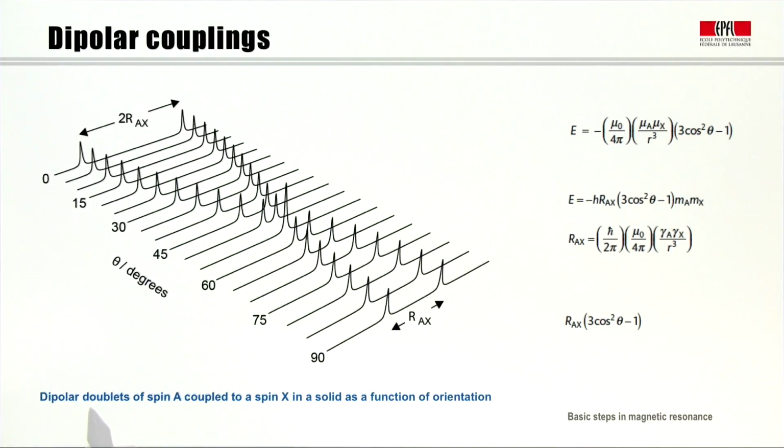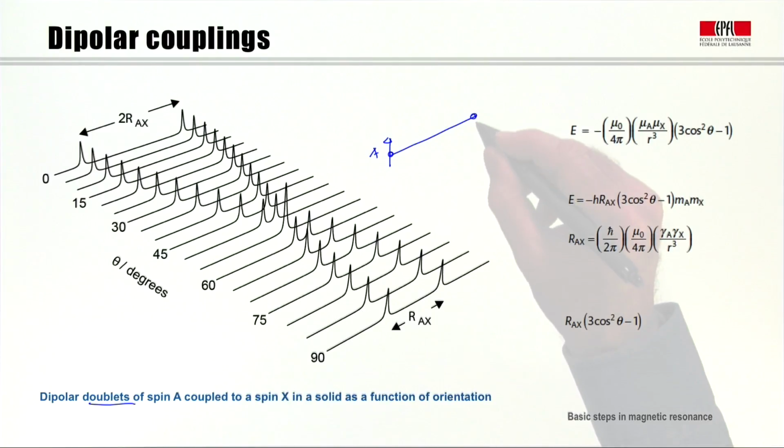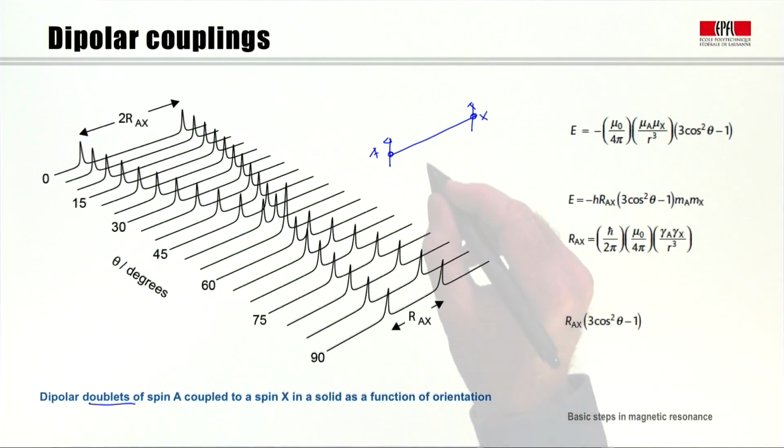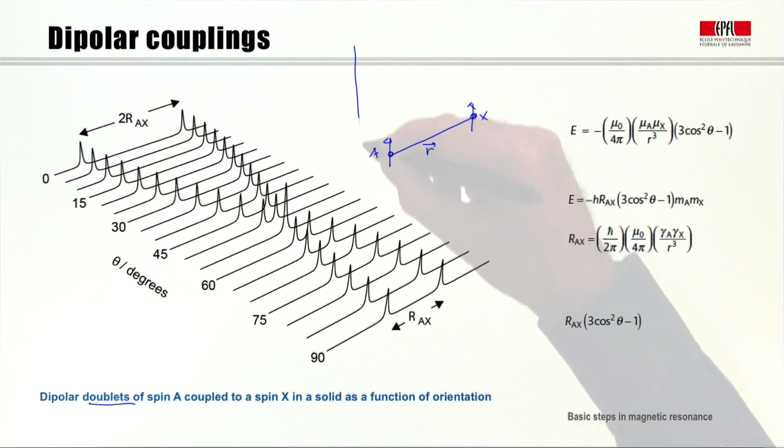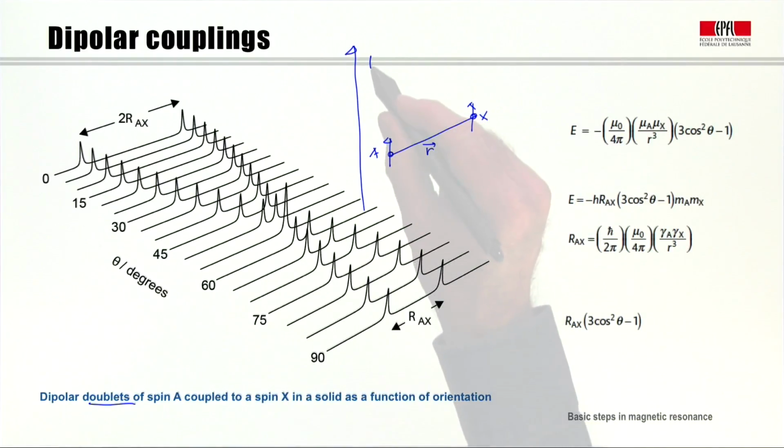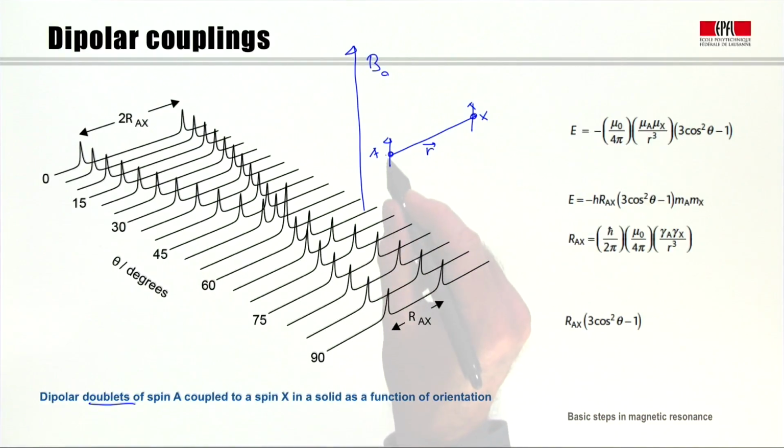So what you see here are doublets of a spin A coupled to a spin X in a solid as a function of the orientation. The reason for these splittings is that we have a spin A, somewhere here, and then somewhere else in space there's another spin, let's call it spin X, and their interaction, their distance, is described by a vector. This molecule will be placed in an external magnetic field, which we call B0 as usual. And if we extend this internuclear vector, we find an angle that we call theta.